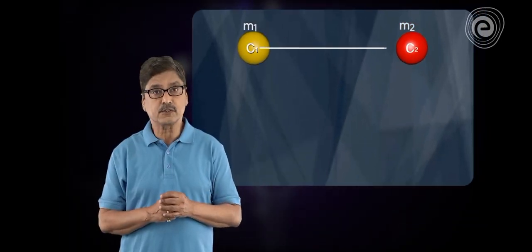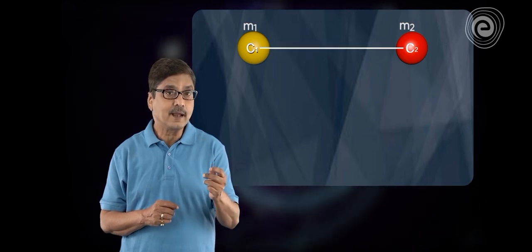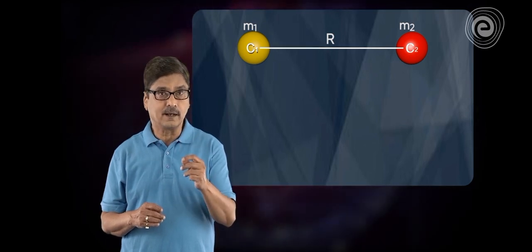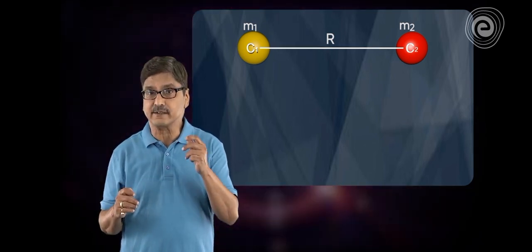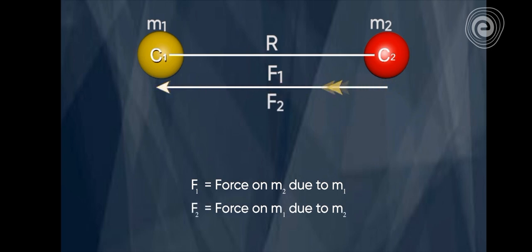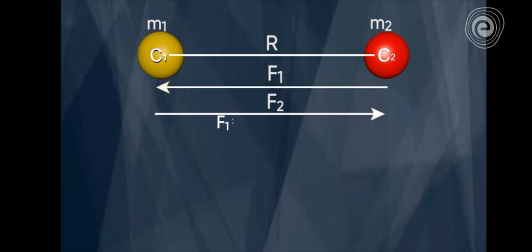C1, C2 is a line joining the centers of mass m1 and m2. Thus, C1, C2 is equal to r, and the gravitational force will be acting in the direction along C1, C2. Let F1 be the force on m2 due to m1 in the C1, C2 direction, and let F2 be the force on m1 due to m2 in the C1, C2 direction. Both these forces being equal in magnitude, F1 is equal to F2 is equal to F.